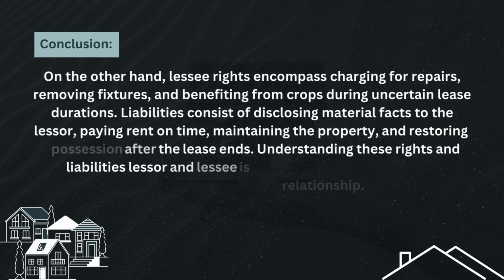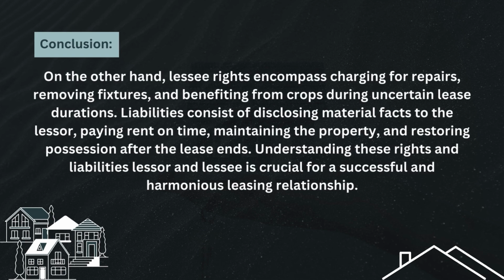On the other hand, lessee rights encompass charging for repairs, removing fixtures and benefiting from crops during the uncertain lease duration. Liabilities consist of disclosing material facts to the lessor, paying rent on time, maintaining the property and restoring possession after the lease ends. Understanding these rights and liabilities of lessor and lessee is crucial for a successful and harmonious leasing relationship.